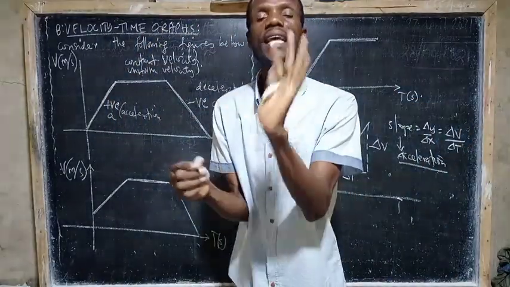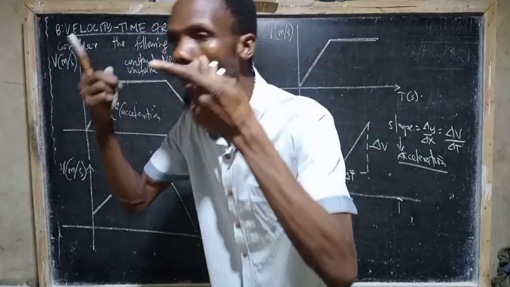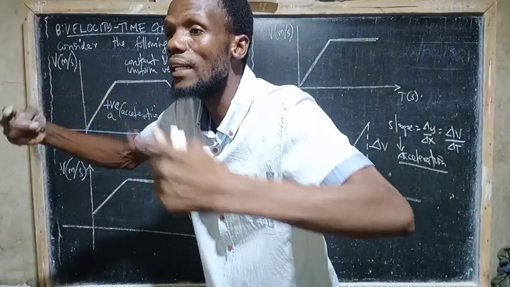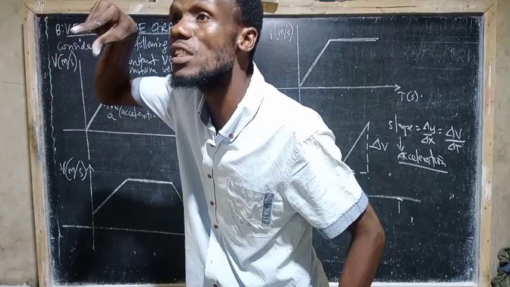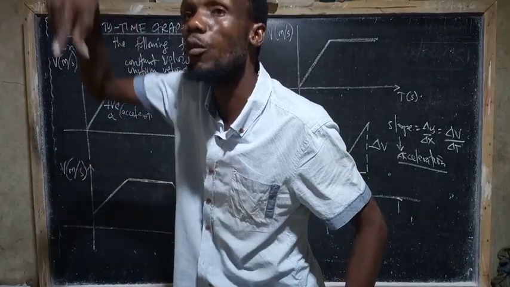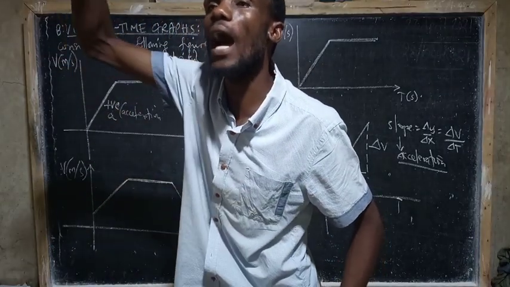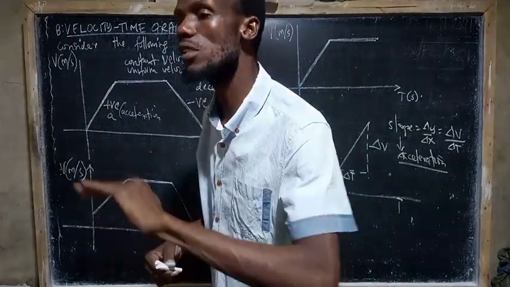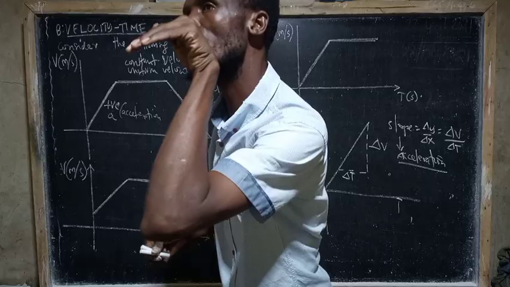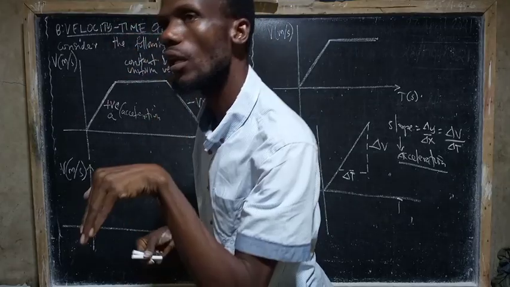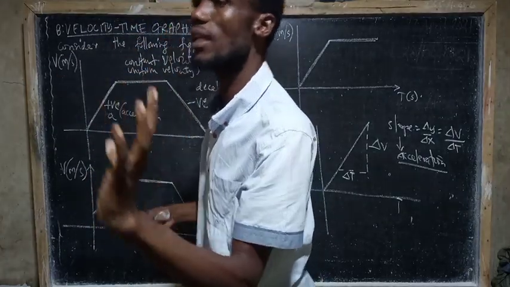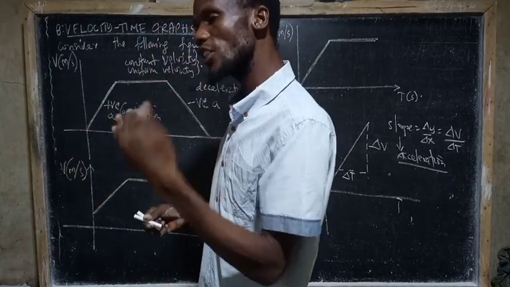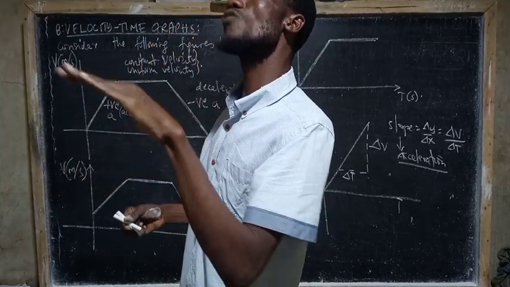Kwa maana hiyo acceleration itatokea tu iwapo velocity itakuwa inabadilika. Na tunaposema velocity inabadilika, haina maana ya kwamba velocity inaongezeka tu. Inaweza ikawa inapungua ama inaongezeka. Kumbuka, kama velocity inapungua, tunasema ni deceleration. Kama velocity inaongezeka, tunasema ni acceleration. It is only possible to find out acceleration if there is a change in velocity. But if there is no change in the velocity, there is no acceleration.